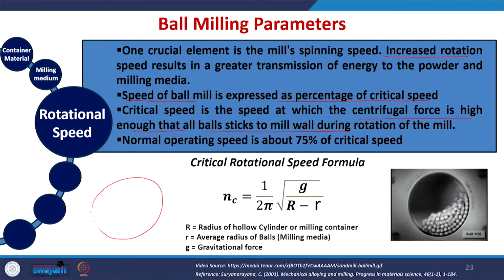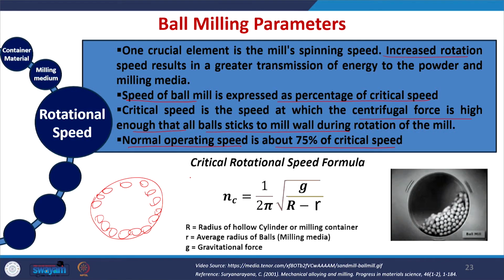So the critical speed means that at a particular speed, all the balls will stick to the mill wall, but under this condition your grinding efficiency will be less. So for that we have to reduce the speed, and that is called your normal operating speed, which is about 75% of your critical speed.